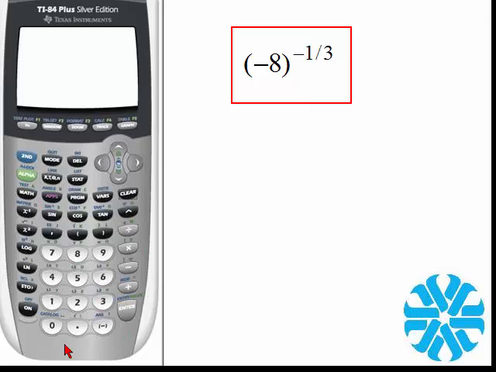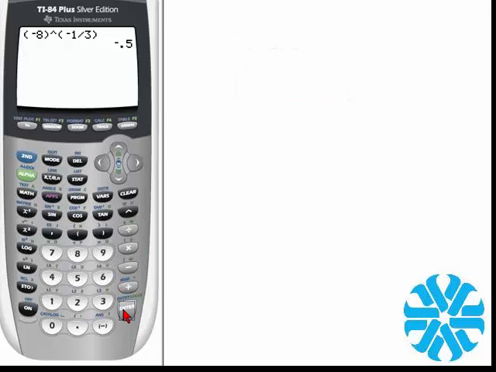So let's say we want to compute -8 to the -1/3 power. So let's take -8 and raise that to the -1/3 power. So we're going to use parentheses and then -1 divided by 3. And we hit Enter to get our value. And we get -0.5. So the main point here is when you're using fractional exponents, make sure you put that fractional exponent in parentheses, or you won't get the correct answer.